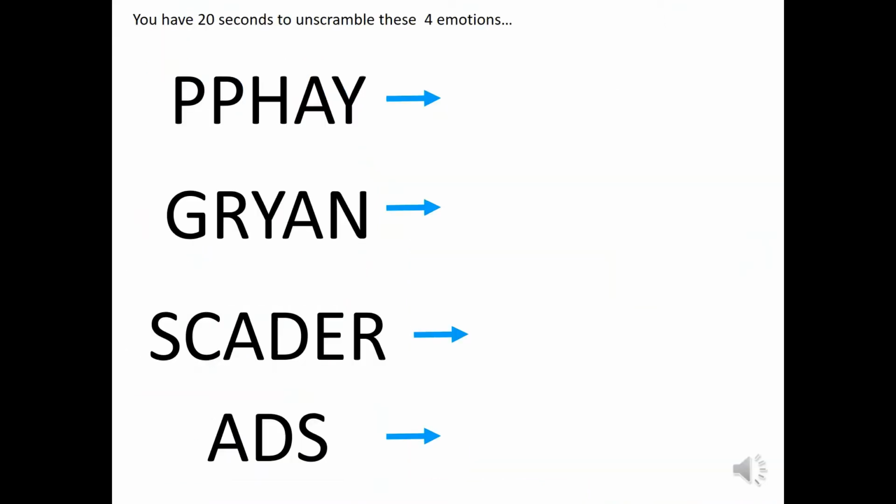Here's a quick task to get you thinking, Year 10. So you have 20 seconds to unscramble these 4 emotions. And yes, I'm going to time you. Are you ready? You got your pen ready? Okay, 20 seconds starts now. Ten seconds left.